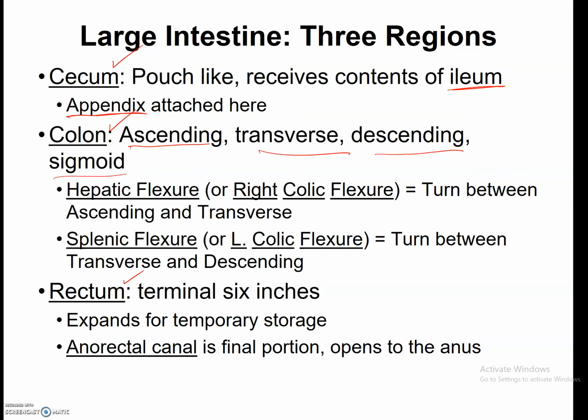So in terms of the colon, this is where you have the majority of water absorption happening. You have the hepatic flexure or the right colonic flexure. This is the turn between the ascending and the transverse. So it's going up, that's ascending. Then you have the transverse, and then you have down and out. The splenic flexure is the left colonic flexure, and this is the turn between the transverse and the descending. So here's the hepatic flexure, and this is the splenic right here in my little weird drawing. The rectum just temporarily stores feces, and it connects to the anal rectal canal, which is the final portion of the rectum that empties out into the anus.